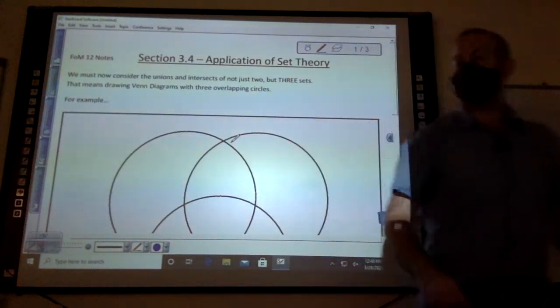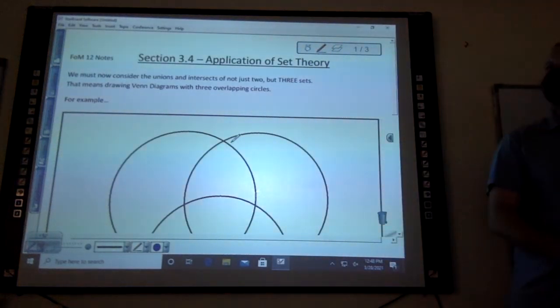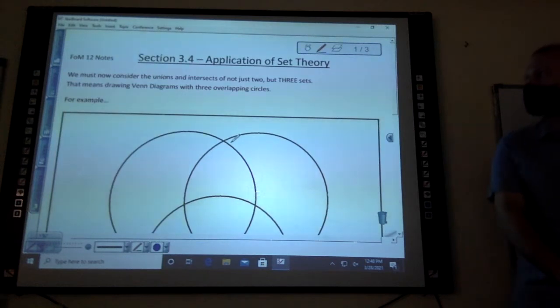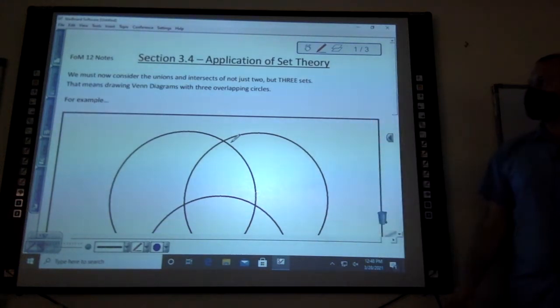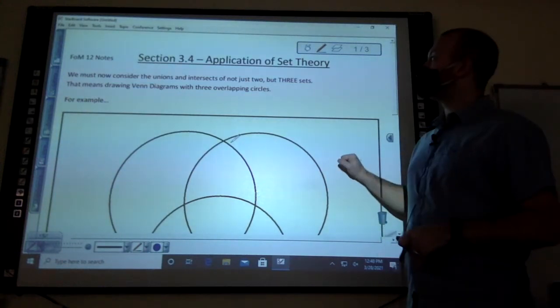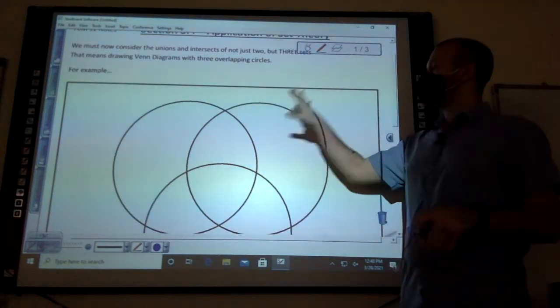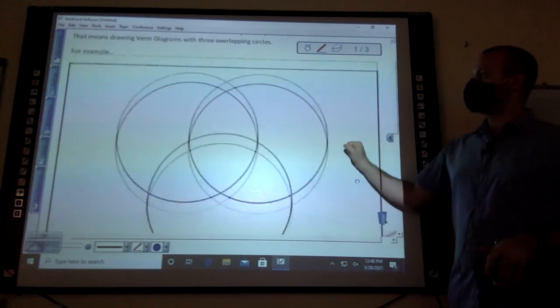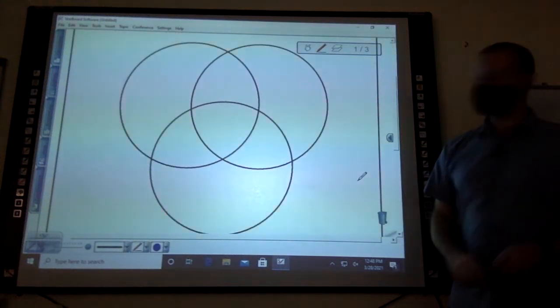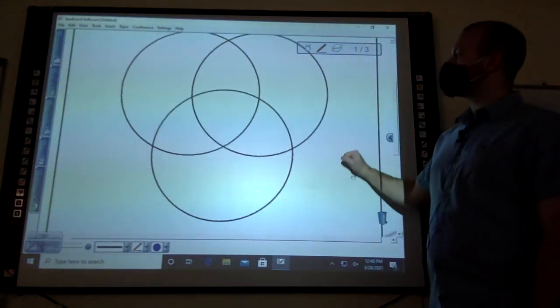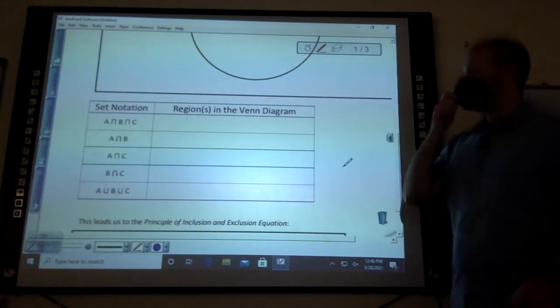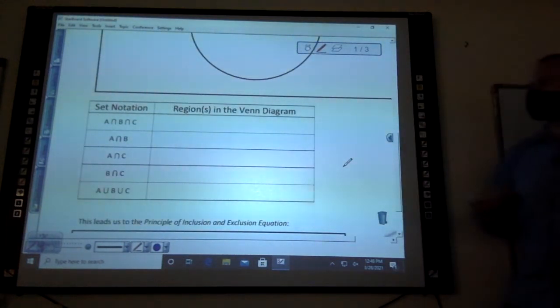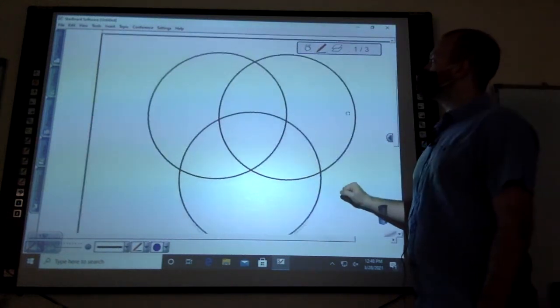Okay, so we're covering section 3.4 today, and it's just continuing on with these Venn diagrams. You've seen a triple Venn diagram like this before. What we're going to do is look at what each of these regions represents in terms of some notation that we've seen before.